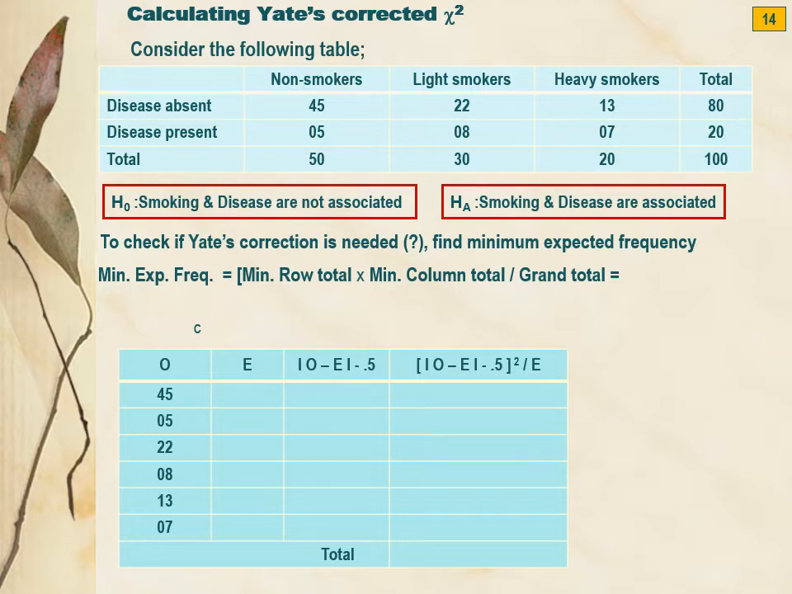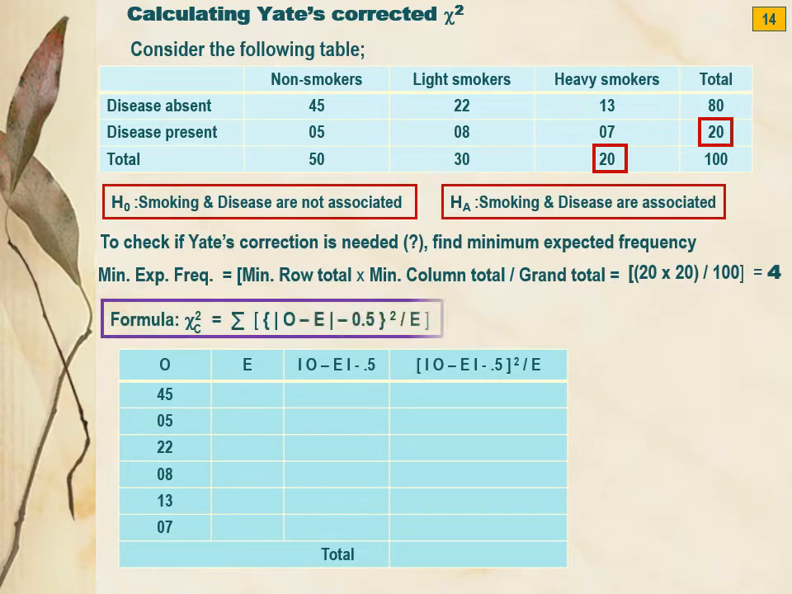For the minimum expected frequency, select the minimum row total and minimum column total and obtain the corresponding expected frequency. So the minimum row total is 20, the minimum column total is 20, the grand total is 100, and therefore your expected frequency for this will be equal to 4, which is less than 5. That means the Yates corrected formula is to be applied, and the Yates corrected formula is the difference between the two frequencies, take its positive value, subtract 0.5, take the square, and then divide by the expected frequency.